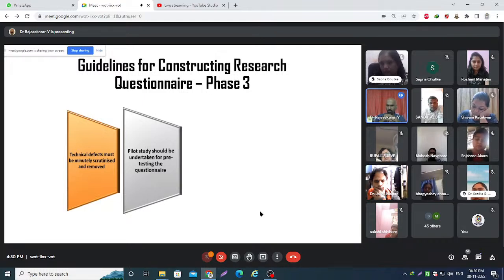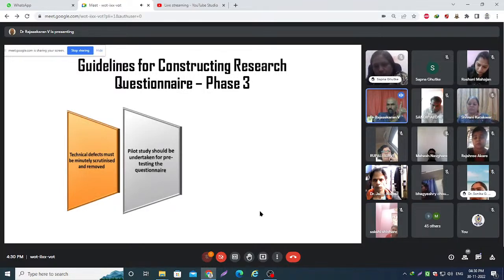And after completing your preliminary revision and redrafting, finally you take that questionnaire and give it to the pilot. I said in phase one that the pilot was to test only the randomness of the question. This pilot, the third phase pilot study, you have to take to the original population. Assume that you are planning to select 100 respondents as your sample. You should select 10 respondents from the same sample, give them your questionnaire, and they need to fill it up.